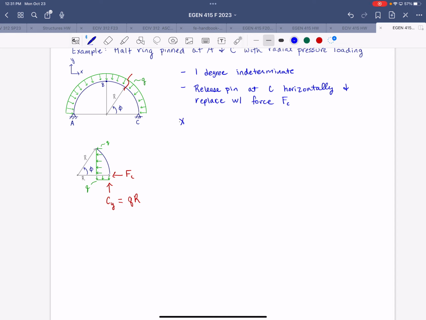And then I'll make that note about the fact that we can't neglect the axial component. So we have radial pressure combined with indeterminate configuration.